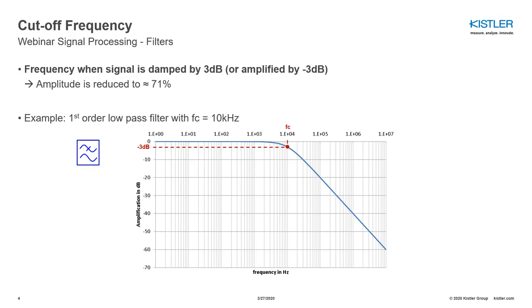In the graph below, you see an example of a frequency response of a first-order low-pass filter with a cutoff frequency of 10 kHz. In the diagram, you see a red marker with the -3 dB line, and the -3 dB line crosses the blue frequency response at 10 kHz. So that means the -3 dB point for this filter is at 10 kHz, and this equals the cutoff frequency of this filter.